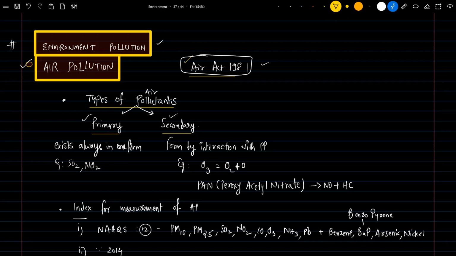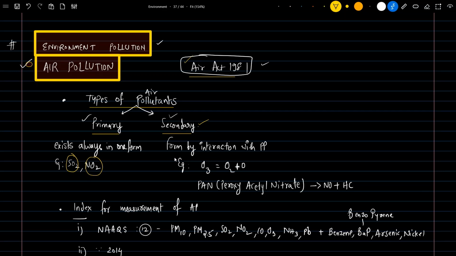What does primary pollutant mean? It is formed by itself, meaning it is not formed by combining with any other compound. It exists by itself, like SO2 exists as SO2, NO2 exists as NO2. Now let's understand simply about the secondary.